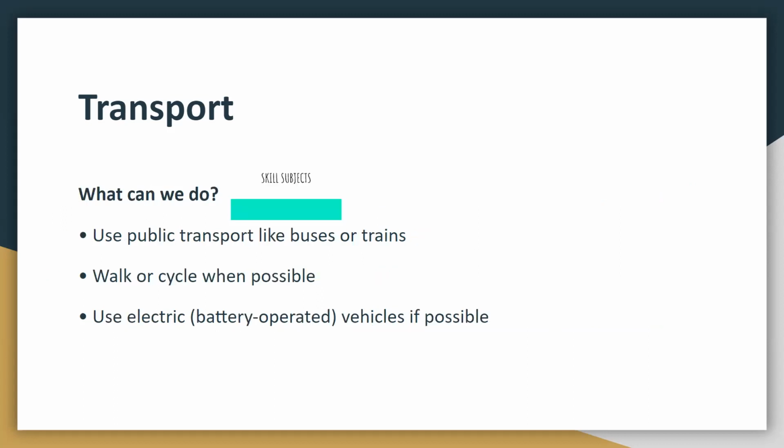Now, what can we do about it? One, we should use public transport at large, so I should say buses and metro trains. Then would be to walk or cycle when possible. And thirdly, use electric vehicles if possible.